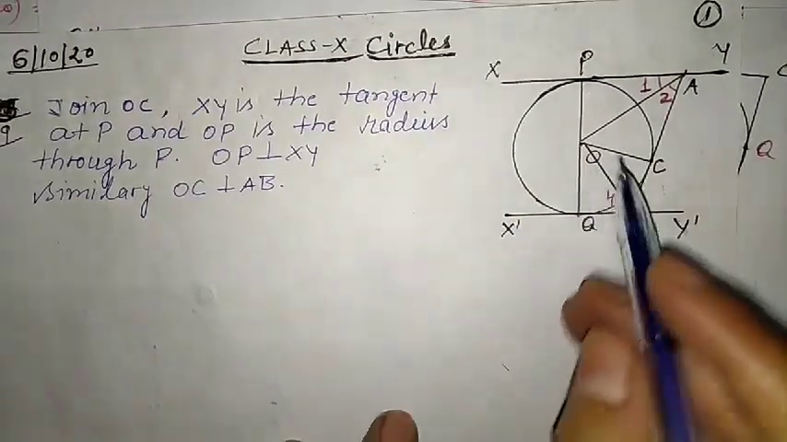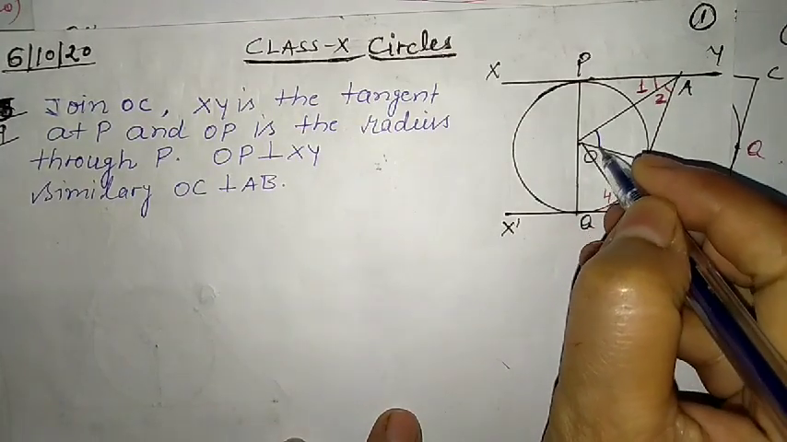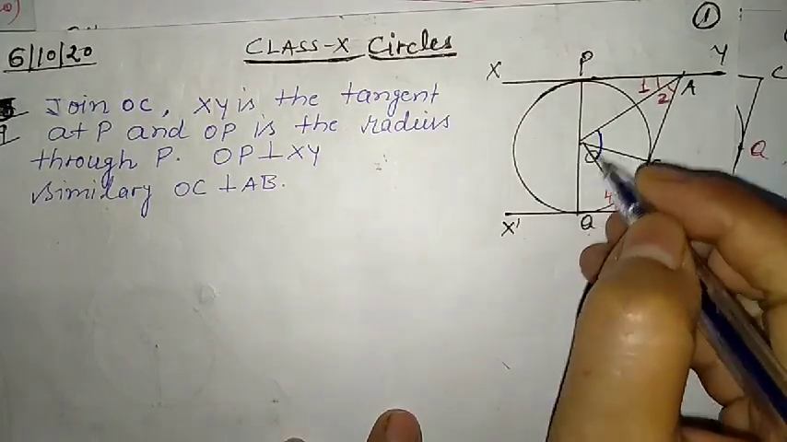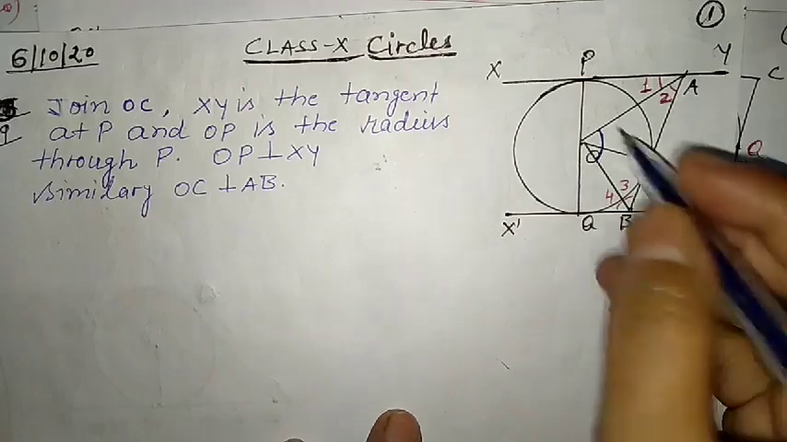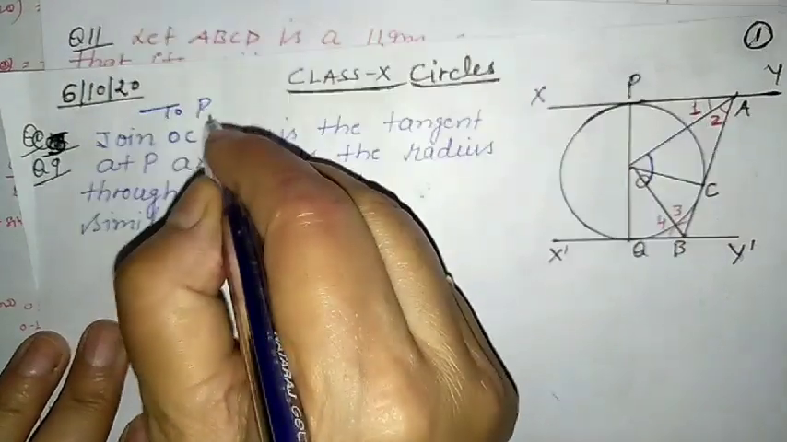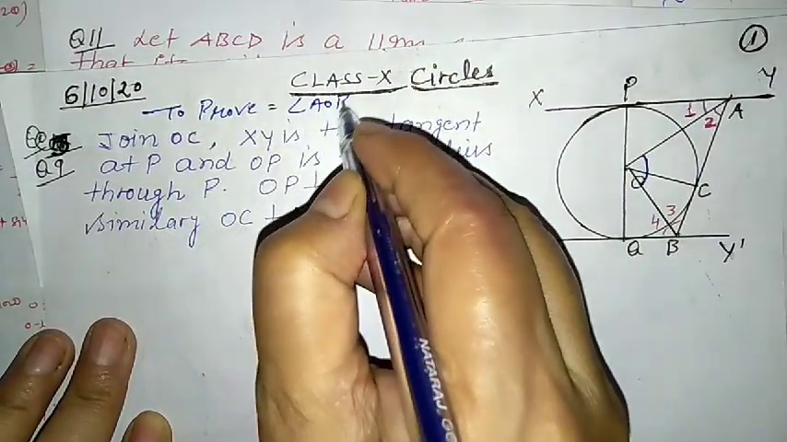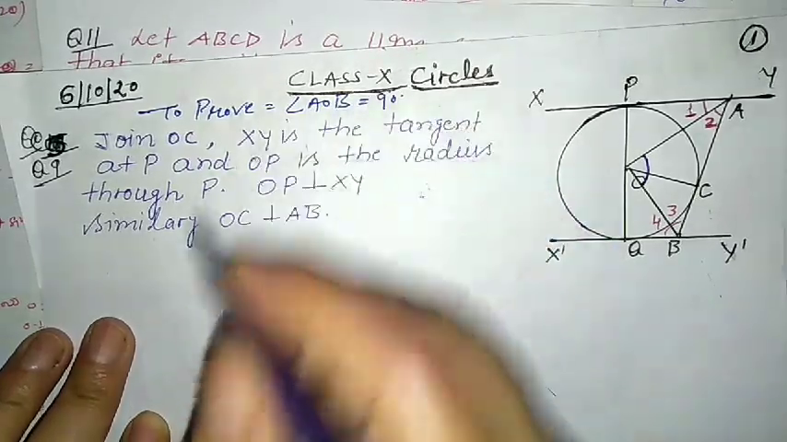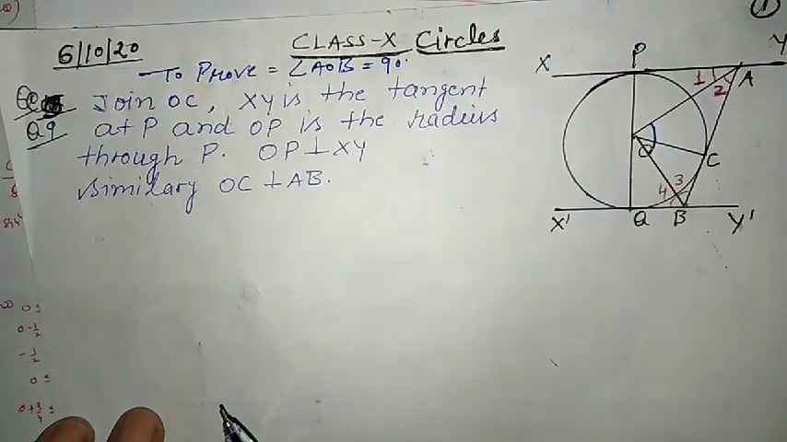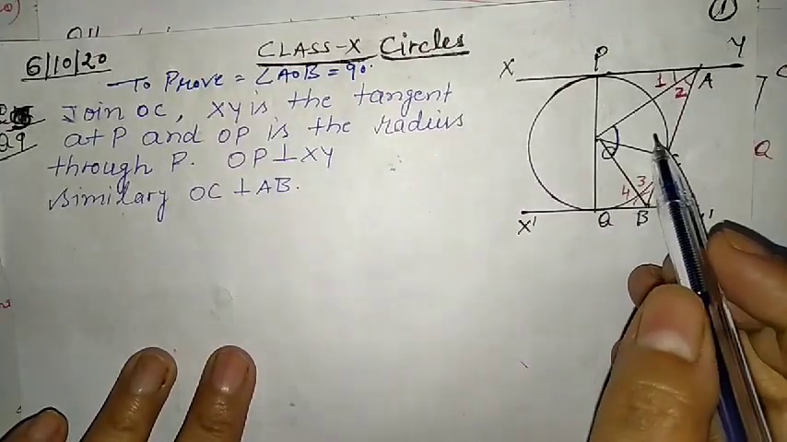So what are we given here? This is the figure I've drawn. We have to prove that angle AOB, this complete angle, is equal to 90 degrees. So we can write here: to prove, angle AOB is equal to 90 degrees. This we want to prove. Okay, so some constructions we have to do here.